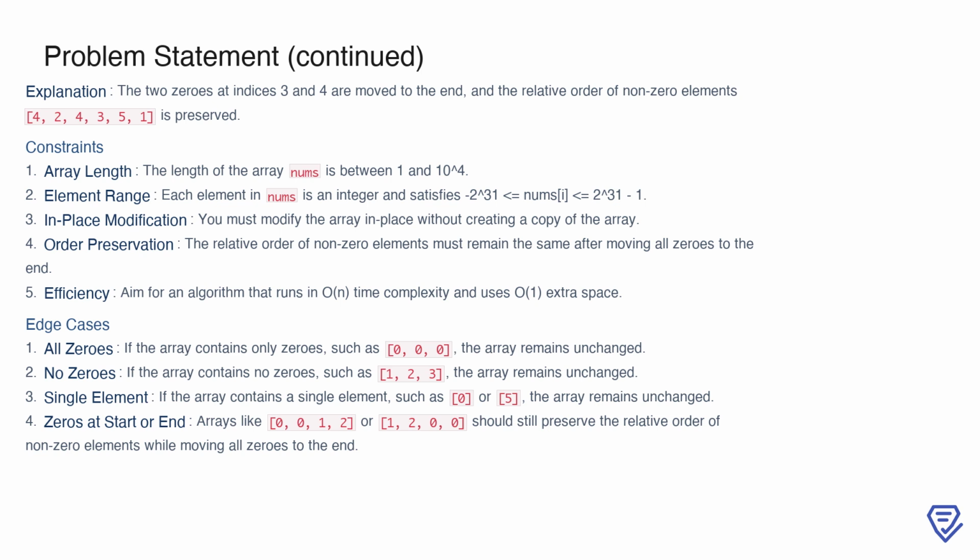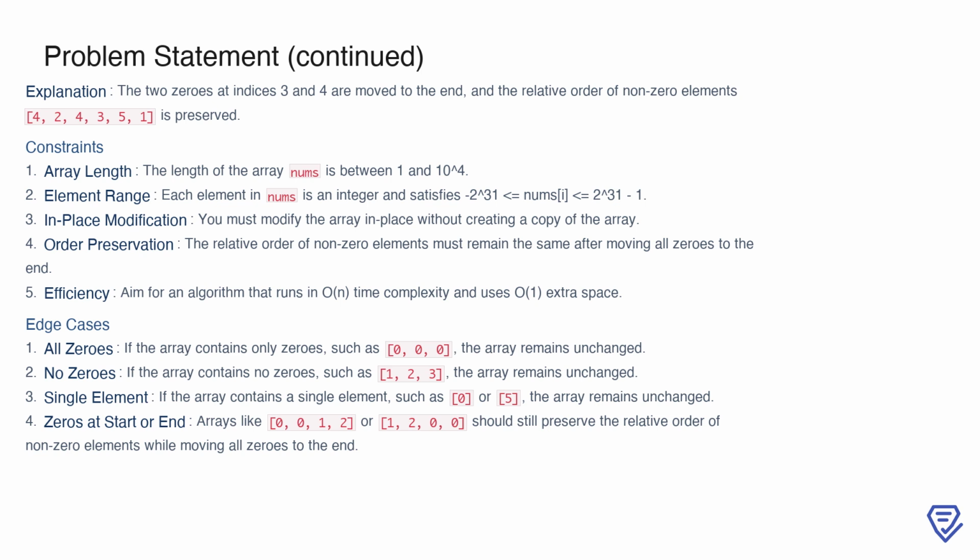To ensure a clear understanding of the problem, let's highlight the constraints and edge cases. First, the array length is guaranteed to be between 1 and 10,000, and each element in the array falls within the range of -2^31 to 2^31 - 1. The modification must be done in place, meaning you cannot allocate extra memory for a copy of the array. Additionally, the relative order of non-zero elements must be preserved after moving the zeros. For efficiency, the solution should run in O(n) time complexity and use O(1) extra space.